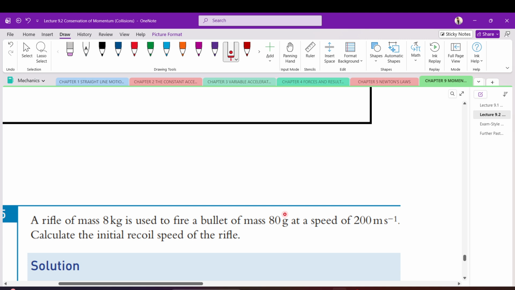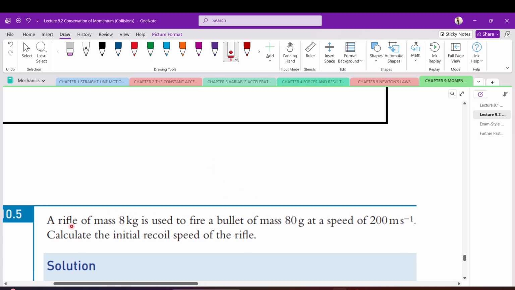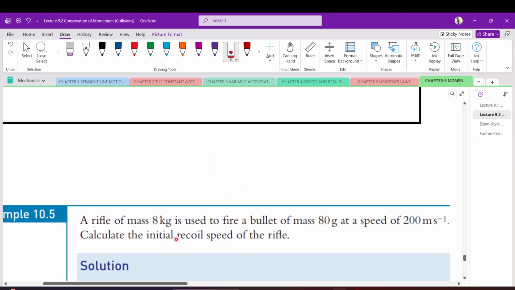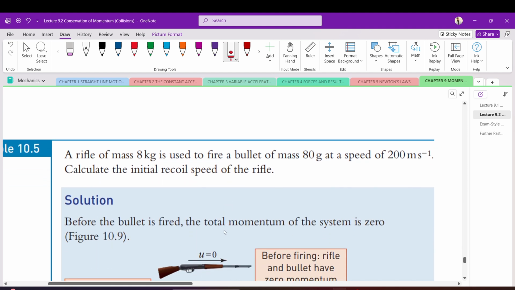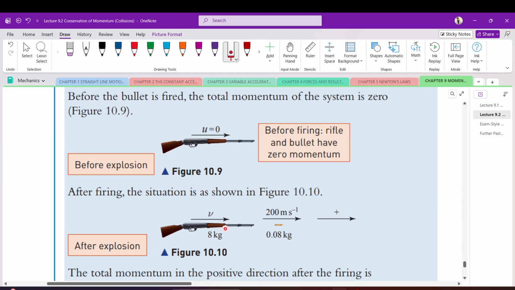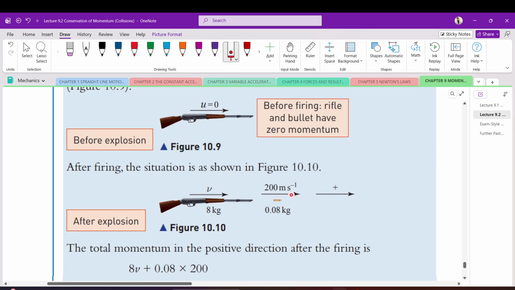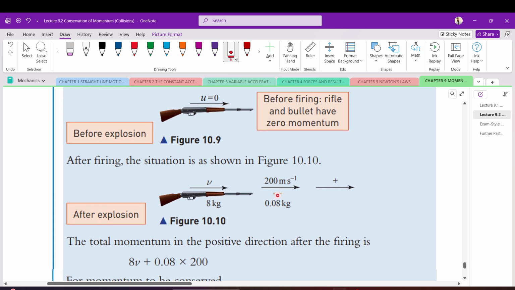A similar type of question is also here. A rifle of mass 8 kg is used to fire a bullet of mass 80 grams at a speed of 200 meters per second. Calculate the initial recoil speed of the rifle. So it is pretty much the same scenario. Before firing, the rifle and bullet have zero momentum because they're at rest. And then after firing, what happens? Your bullet moves to the right with 200 meters per second speed while the gun will recoil in the opposite direction.